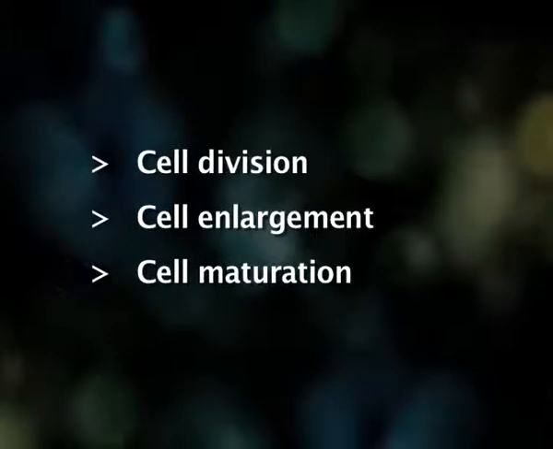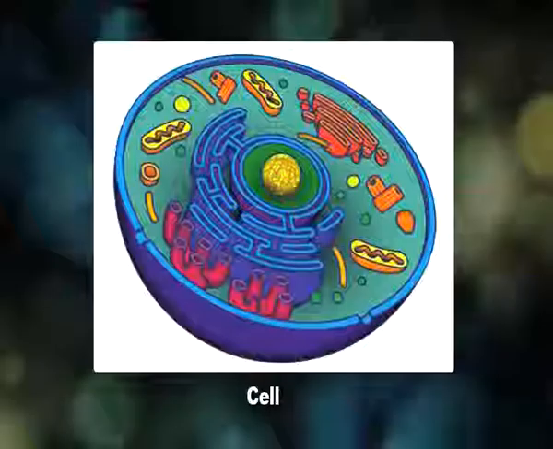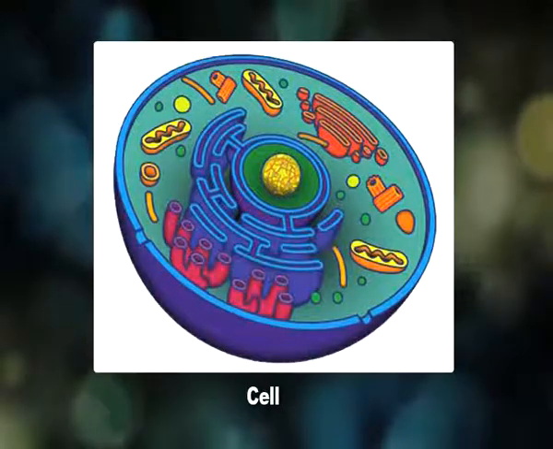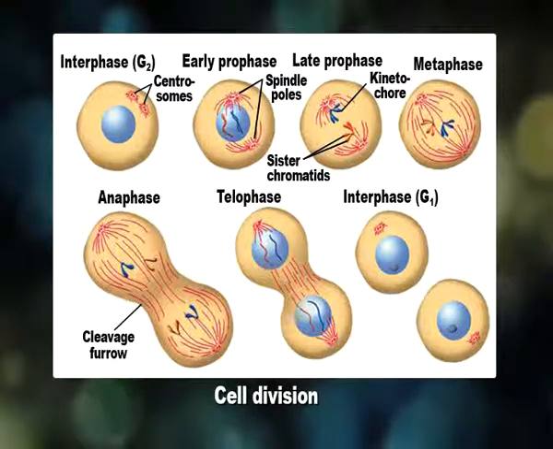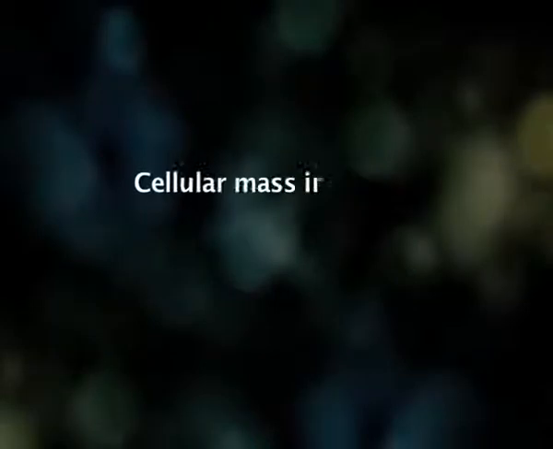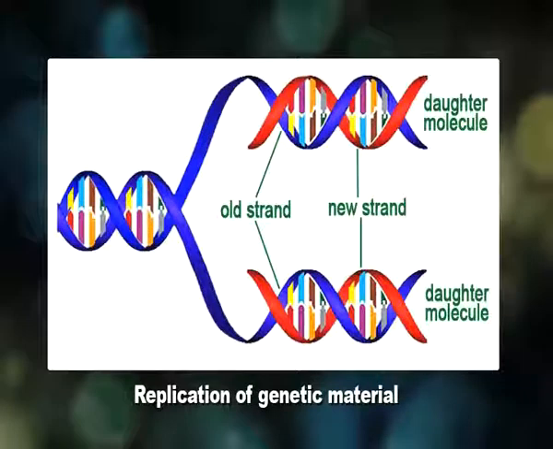After having discussed the growth and its different means, let's discuss the phases of plant growth. There are three types of growth: cell division, enlargement, and lastly maturation. Let's take the cell division first. A cell is metabolically highly active at the time of cell division. Its cellular mass increases and a replication of genetic material takes place.